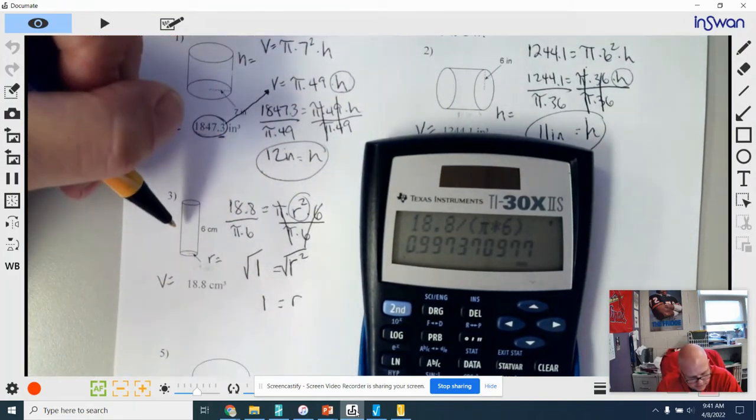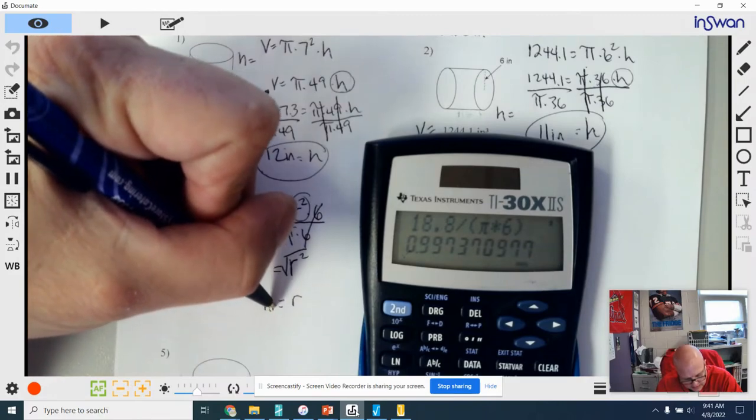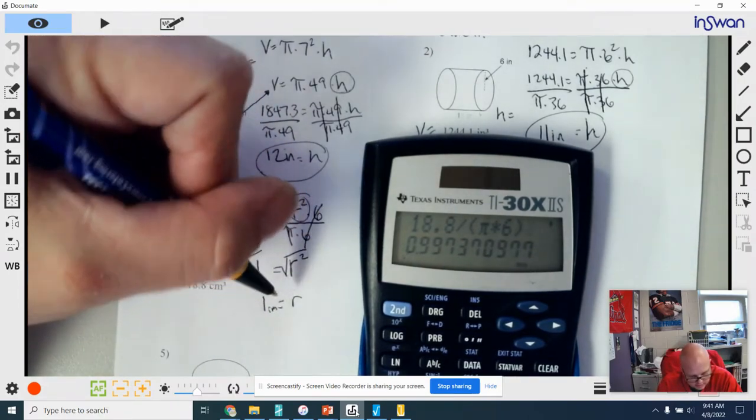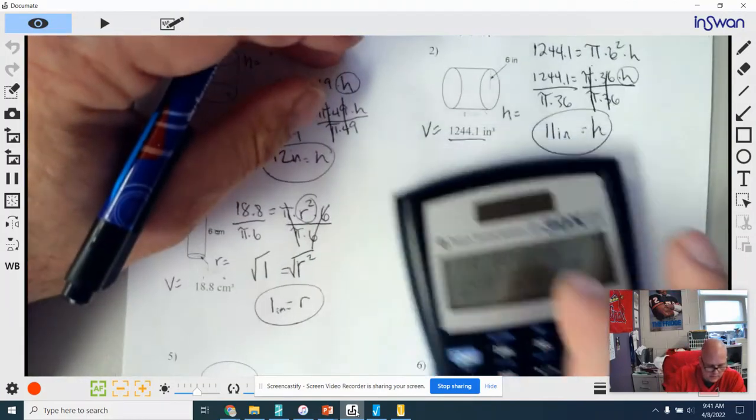Don't forget, I do need to put a label on here, and that's going to be centimeters because we're talking about centimeters here. And again, it's not squared, it's not cubed. So my radius is 1 centimeter.